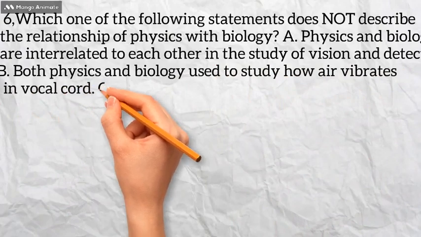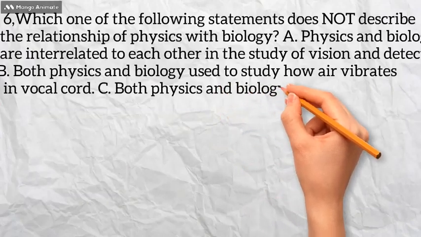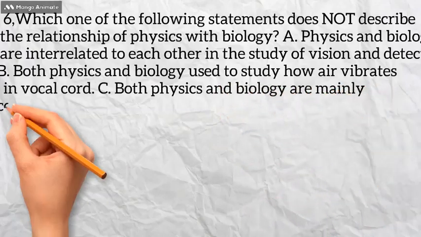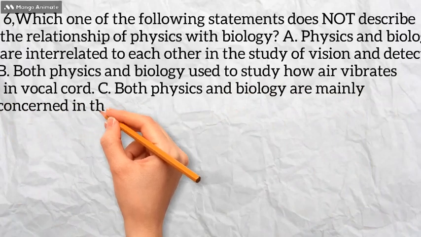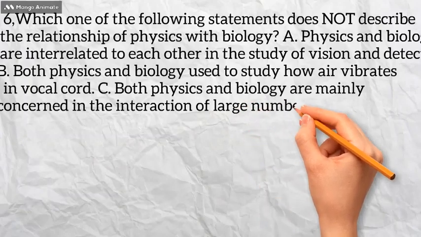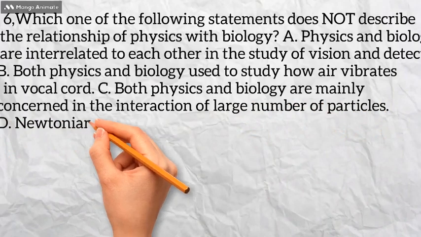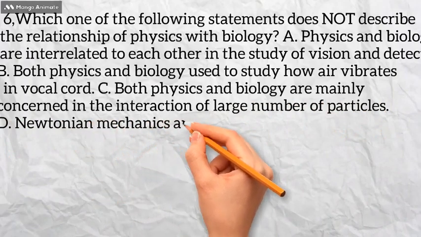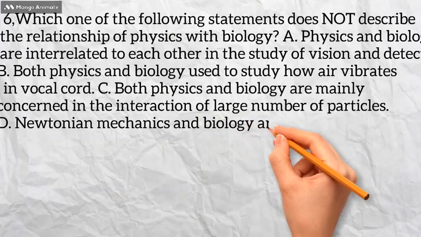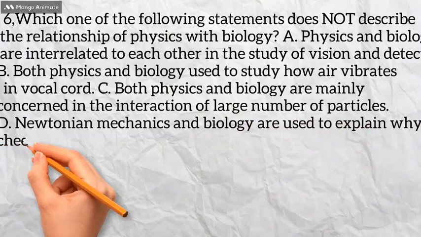Explanation. This statement is not accurate because physics, especially statistical mechanics, often deals with large numbers of particles, but biology is more focused on complex systems like cells, tissues, and organisms rather than on particle-level interactions. The other options describe valid interdisciplinary connections between physics and biology, such as vision, vocal cord vibrations, and biomechanics, e.g., explaining cheetah speed.